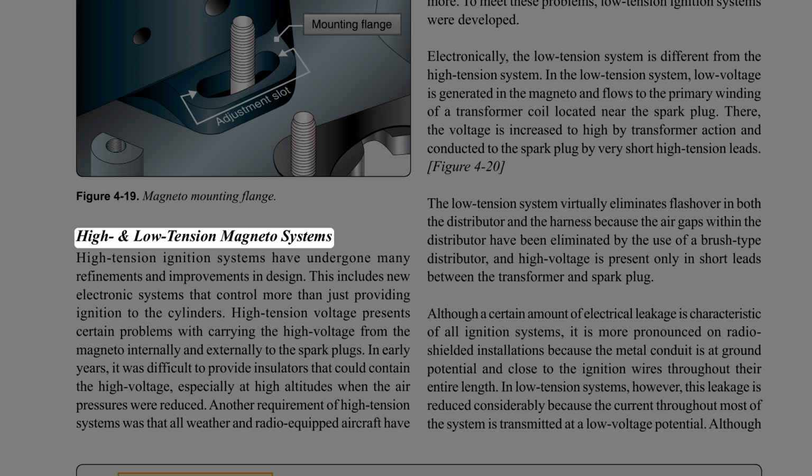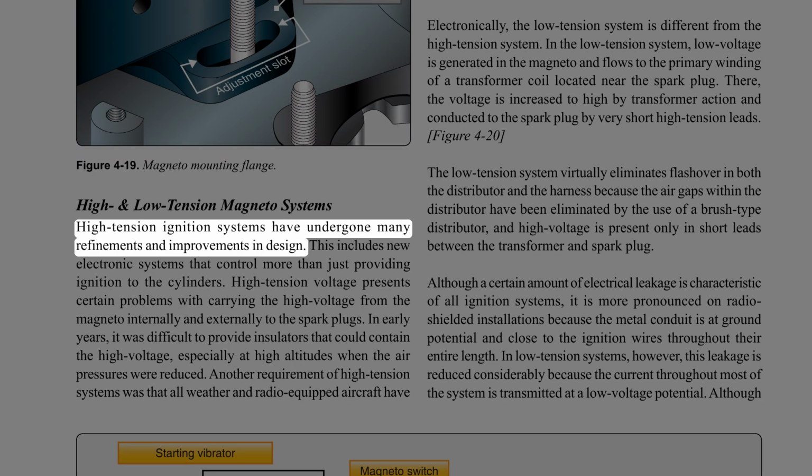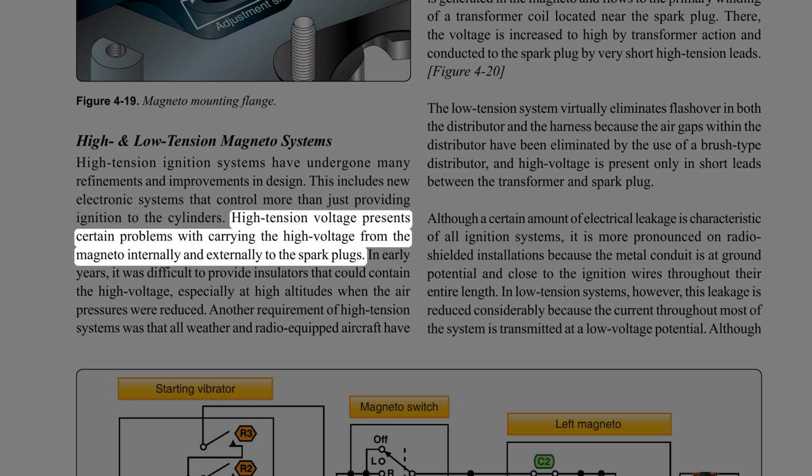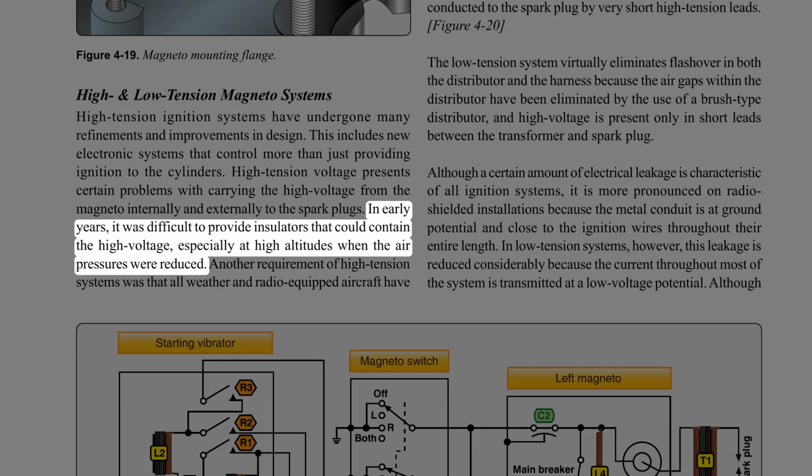High and low-tension magneto systems. High-tension ignition systems have undergone many refinements and improvements in design. This includes new electronic systems that control more than just providing ignition to the cylinders. High-tension voltage presents certain problems with carrying the high voltage from the magneto internally and externally to the spark plugs. In early years, it was difficult to provide insulators that could contain the high voltage, especially at high altitudes when the air pressures were reduced.